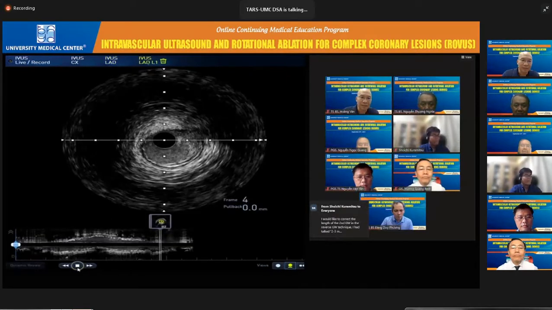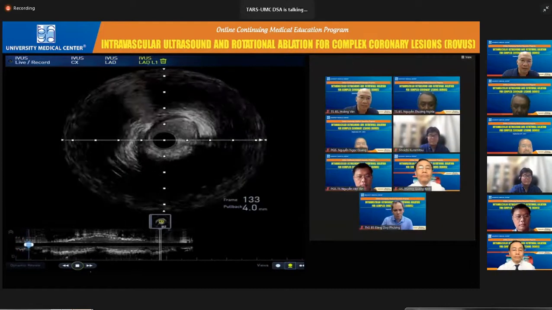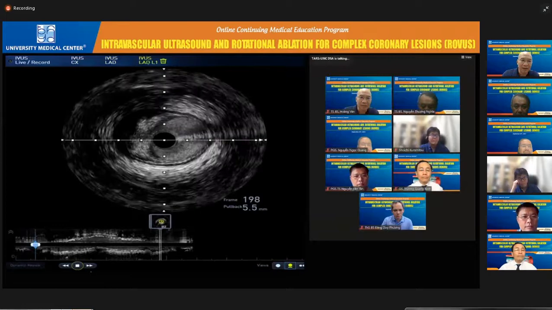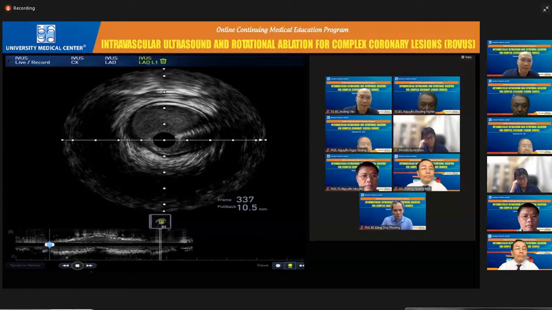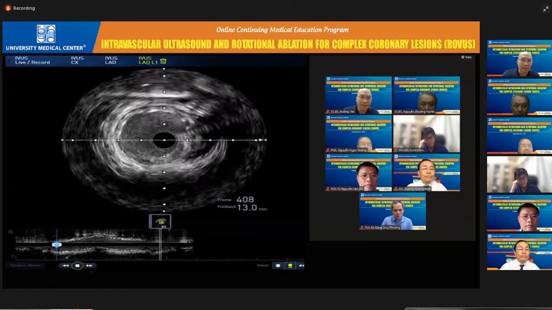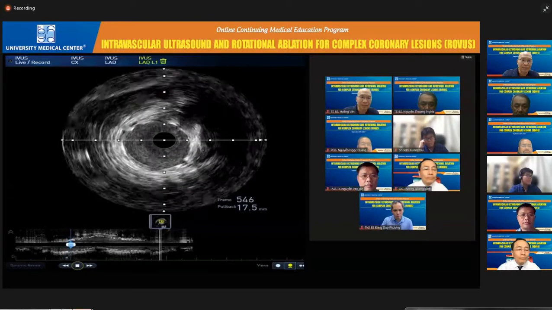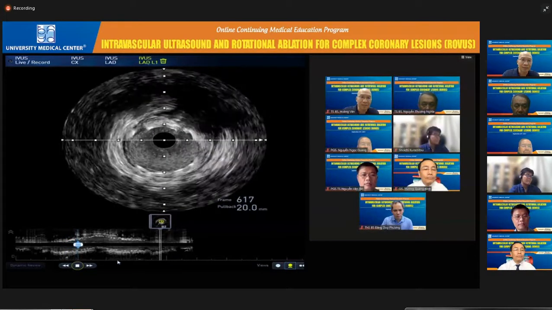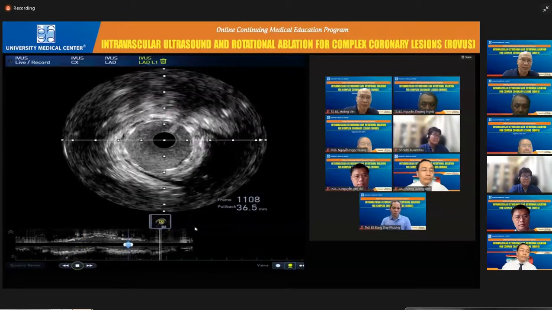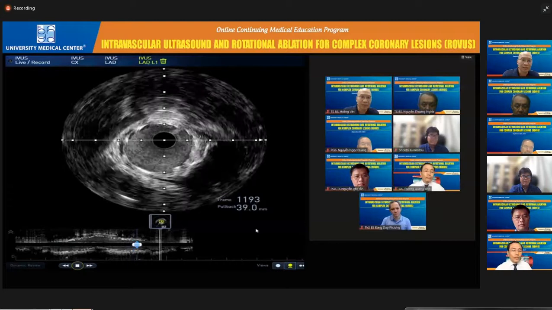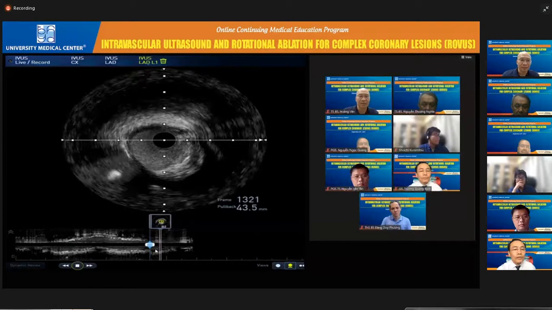Okay, this is the IVUS pullback from the LAD to left main. We see the distal, I mean the middle of LAD, we have some lesion over there, just after the stent in LAD, and this is the stent. I think the stent is quite good. So this is the proximal. Just a moment, please. Yeah, we see the IVUS, the Y from the circumflex. Stop here, please.